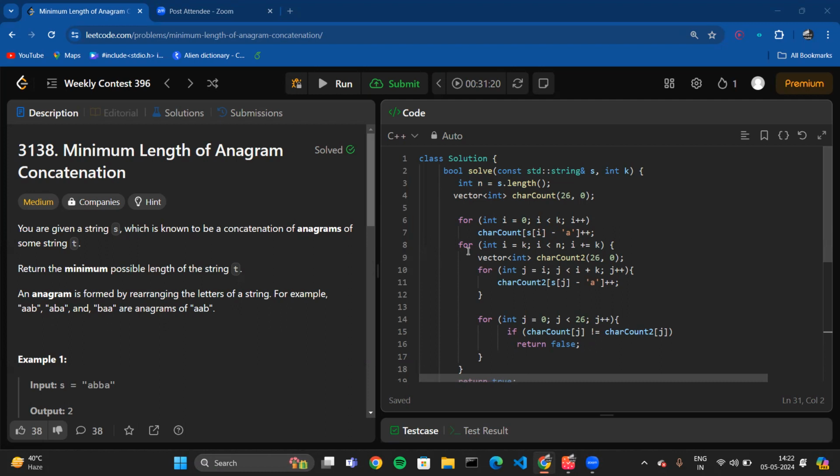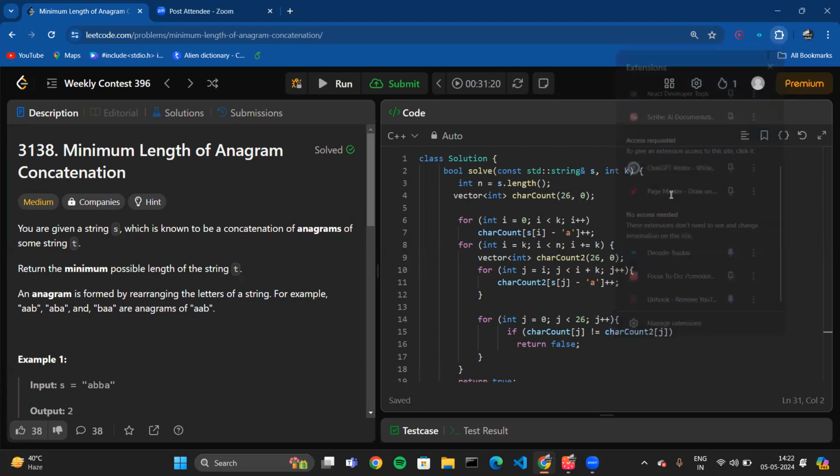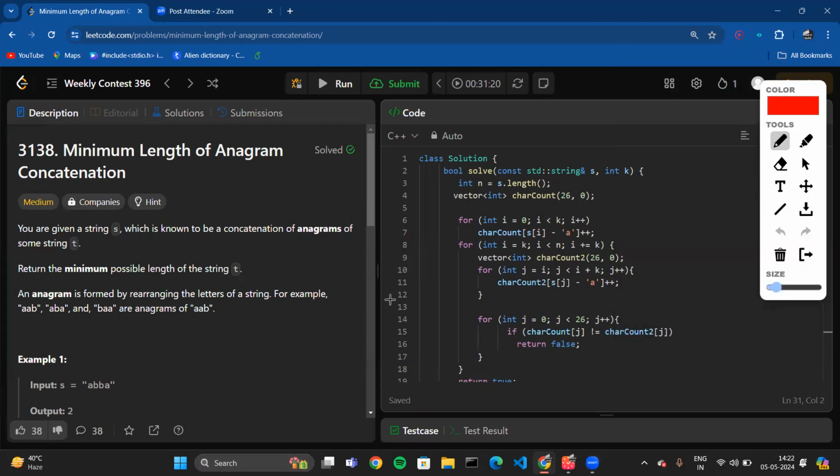And today our question is minimum length of anagram concatenation. This is the question of today's contest. So let us see how we can solve it. So let us first understand the question.